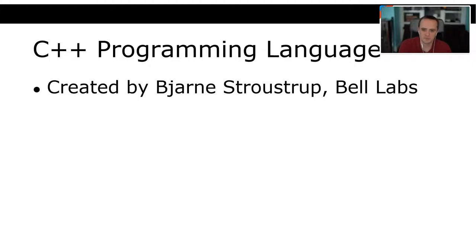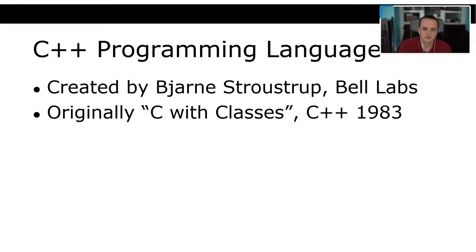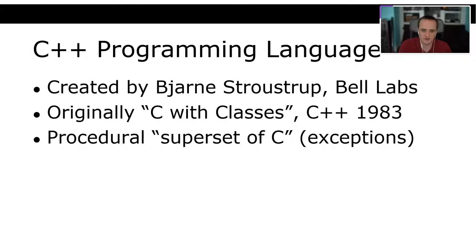C++ was created by Bjarne Stroustrup at Bell Labs. Originally called C with Classes, very, very early on. It was developed in 1983. It is a procedural superset of C. Now, there are lots of C++ purists who will hate me for saying that. There are exceptions to this, but for the vast majority, the entirety of C is contained within C++, okay? So most, and I mean 99% of C programs will compile in a C++ compiler, okay? So if you hear people say that C++ is a superset of C, it's technically not correct, but for most practical purposes, it's correct, all right? So that's my attempt to appease everybody, is that for the most part, the syntax of C is contained within C++.